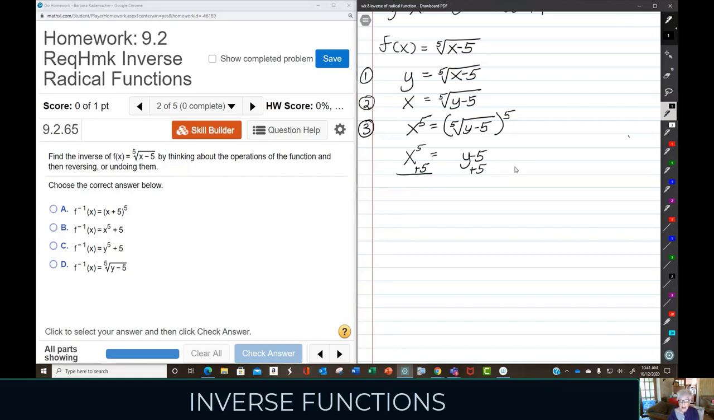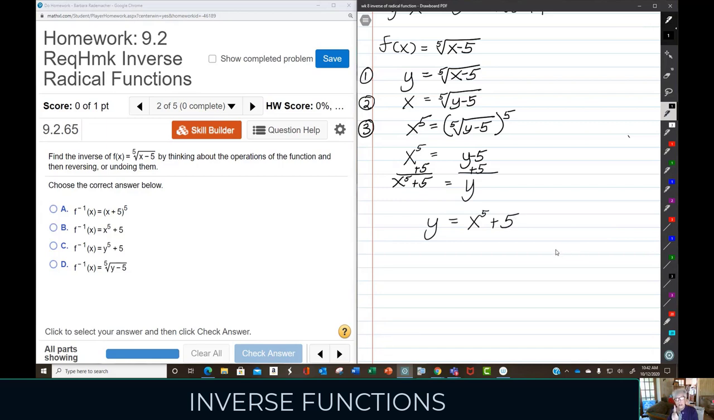So I find that x to the fifth power plus 5 equals y minus 5 plus 5, which is 0. Which is y. I'm sorry. I'll get it eventually. So let's make this neater. Y equals x to the fifth power plus 5.